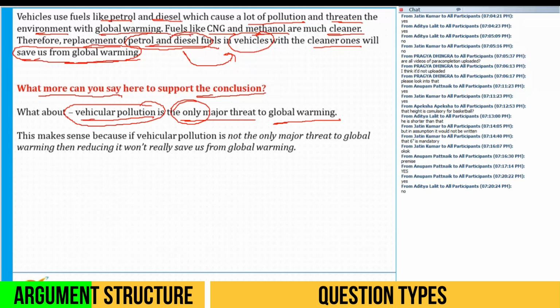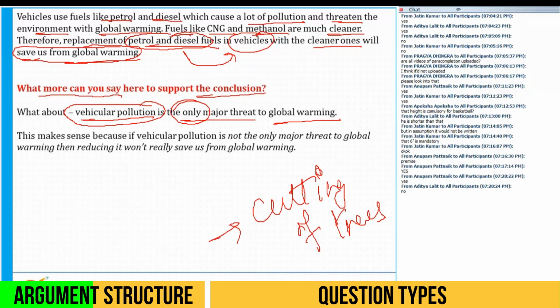Otherwise, somebody will say, okay, I have replaced the petrol and diesel in vehicles, but what about cutting of trees? Global warming happens because of cutting of trees. Deforestation. So even if I replace the fuels in the vehicles, but I continue with cutting of trees, how are you going to solve the problem of global warming? Anybody can raise objections. So you will have to say with certainty that the only threat to global warming is from vehicle pollution, and that is why I am asking you to change the fuel in the vehicles, switch to cleaner fuels. If I do not make this assumption, then my conclusion is not valid. It will fail.